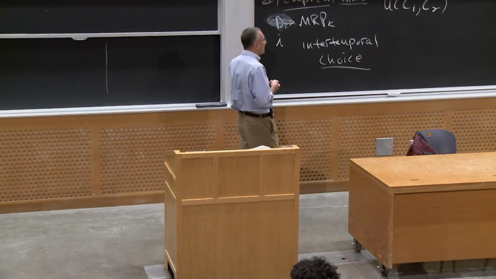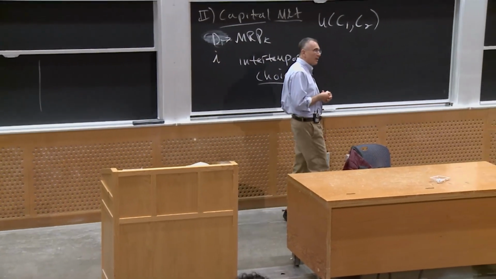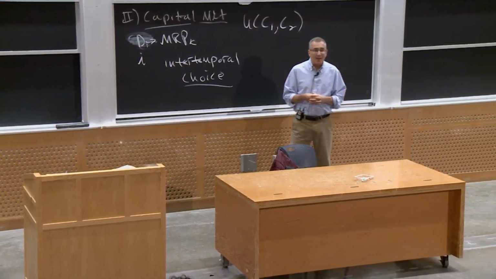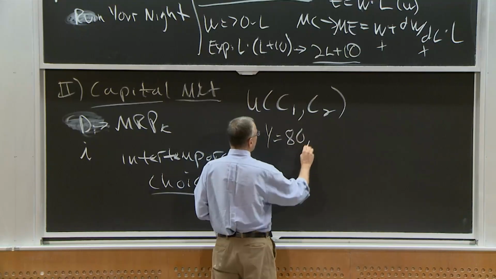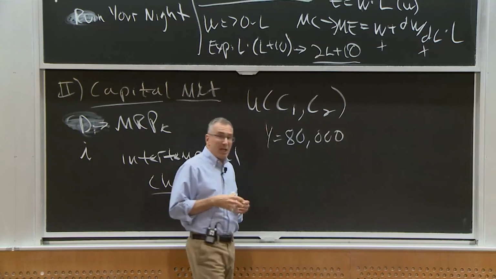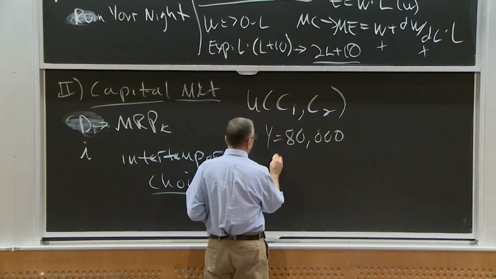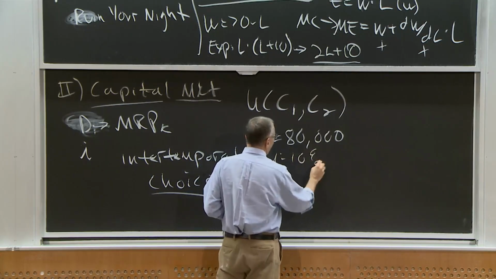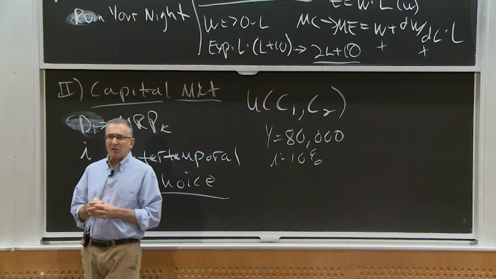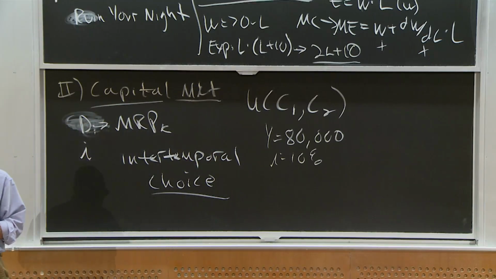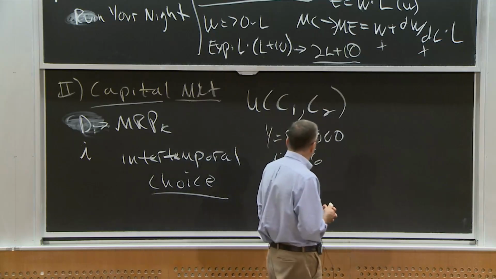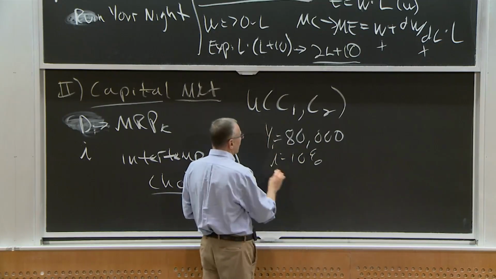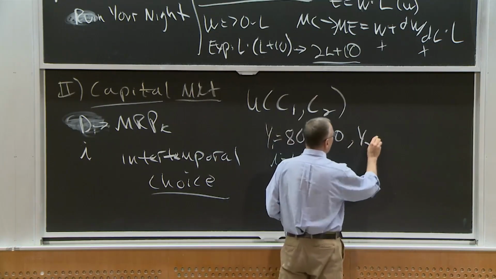Imagine my income is $80,000 a year, okay? And imagine I can save that money at 10%. So Y is 80,000. And let's imagine I only earn the income in the first year, and I can save that at 10%. And next year, I want to stay home and take care of my kids. I don't want to work. So what that means, my income in period 1 will be 80,000, but my income in period 2 will be 0.